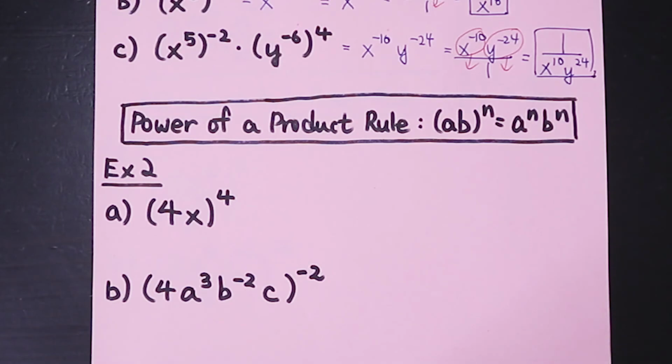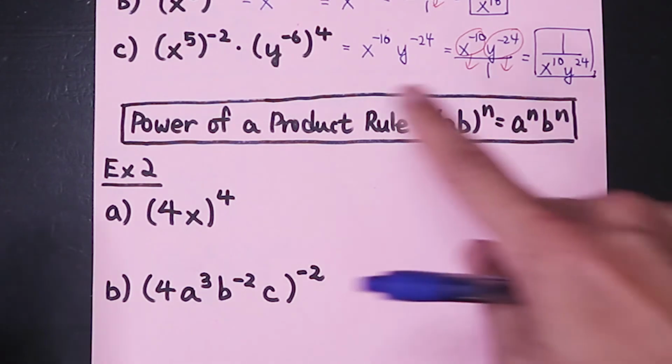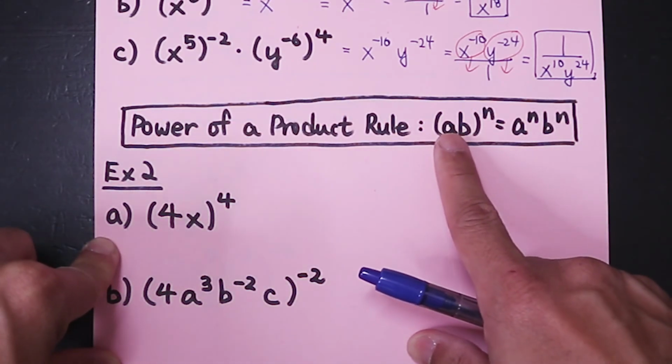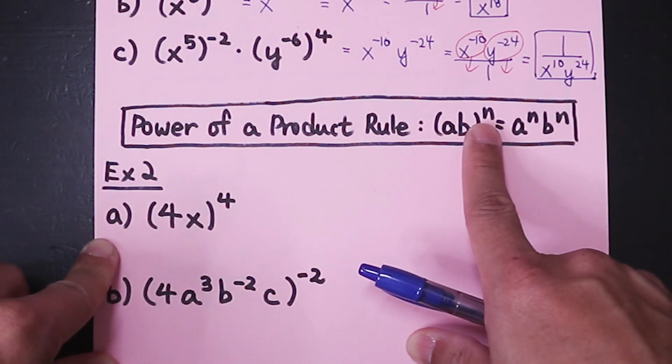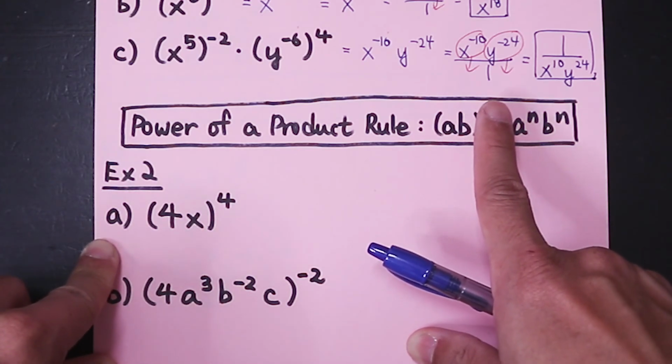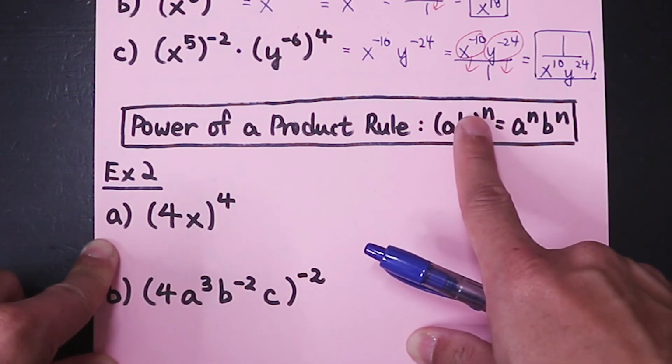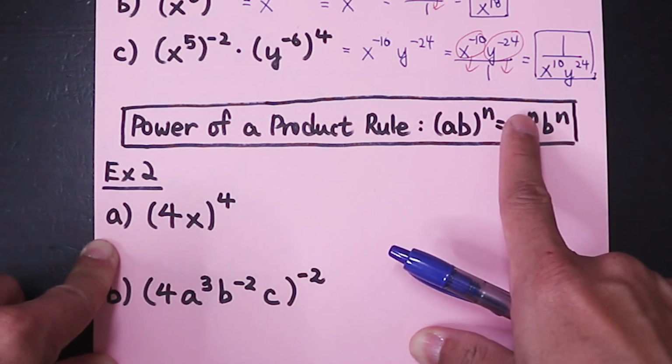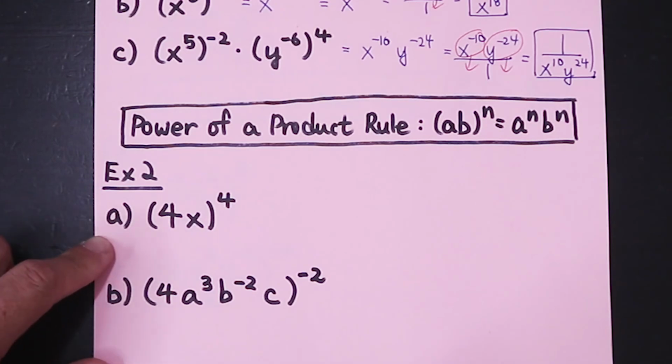In example 2, you're going to learn another rule, which is called the power of a product rule. So if you have multiple bases that are raised to a power, all you have to do is distribute the outside power to the inside powers, and then you get a to the n times b to the n. Let's take a look at that.